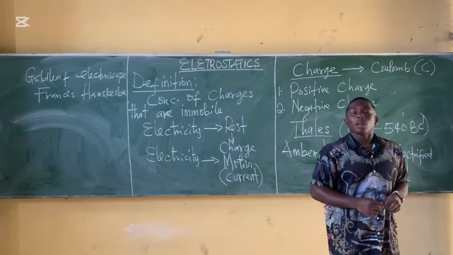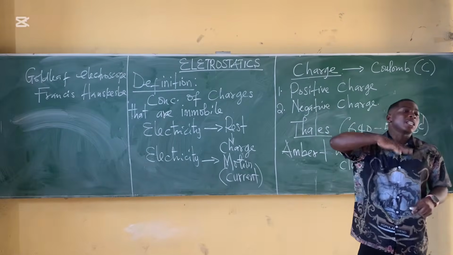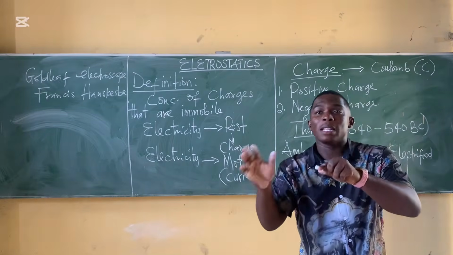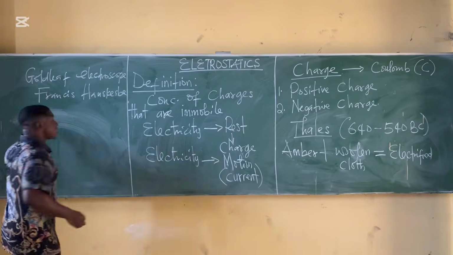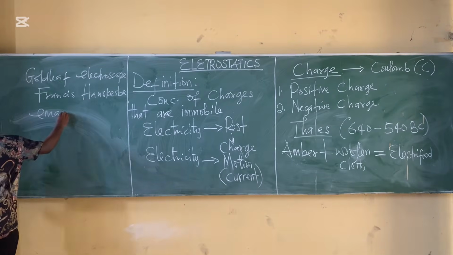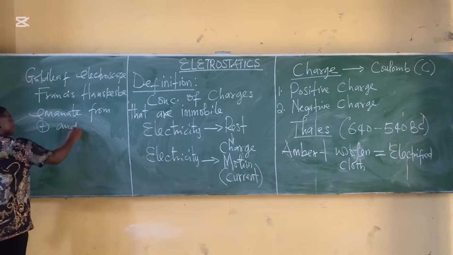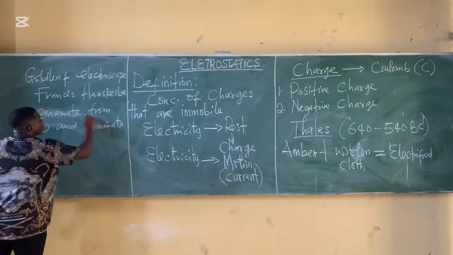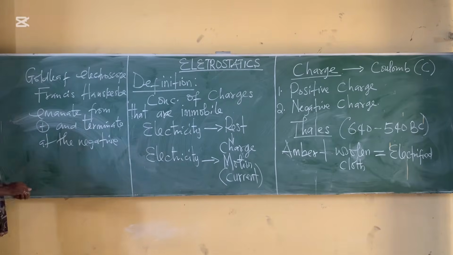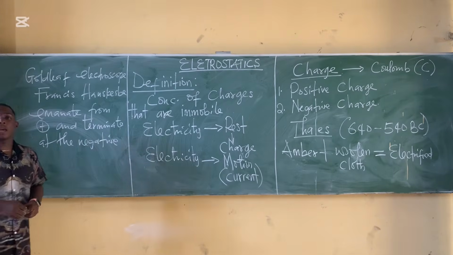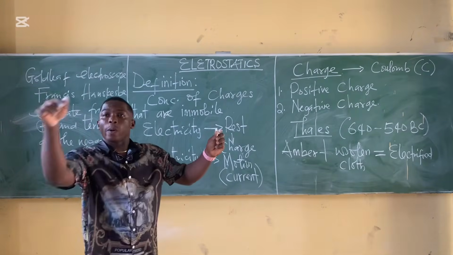We're following, right? Yes. We said there are two types of charges. Positive charge and negative charge. Please take note. Charges emanate from the positive and terminate at the negative. This is where electrostatics begins. Charges emanate from the positive and terminate at the negative. It means the charges are always coming out from the positive and they are entering the negative.